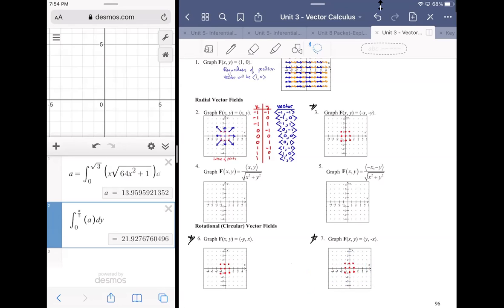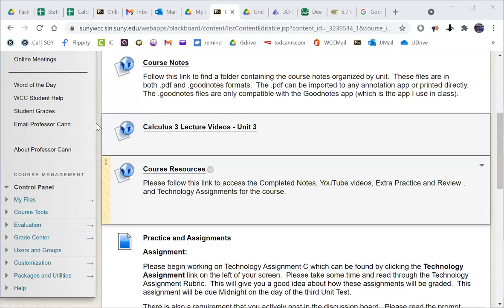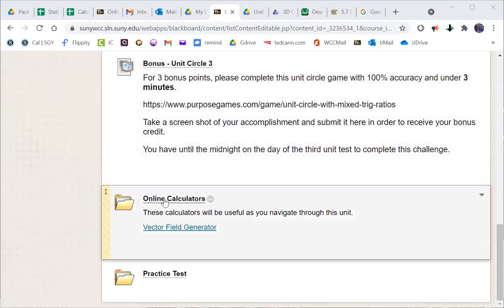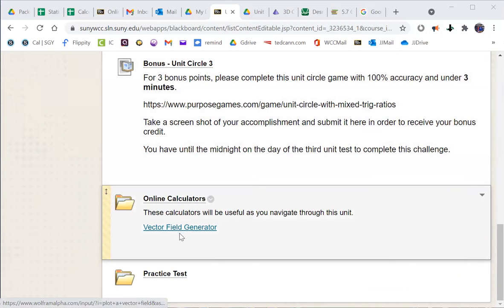But I also want to show you where you can find that applet that I was talking about a little while ago. So resume recording. All right, so if you go into Unit 3, towards the bottom, you see one that says online calculators. I'll be putting another calculator in there within the next couple of days. You'll see it. I'll talk about that. It has to do with spherical coordinates, the one I've been promising you. And I'm still working on it.